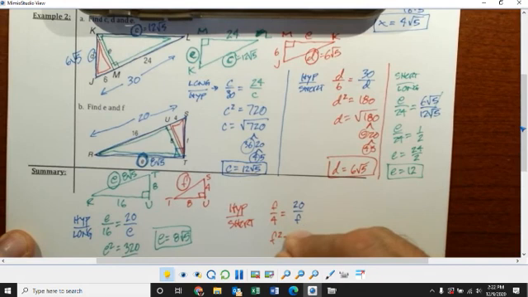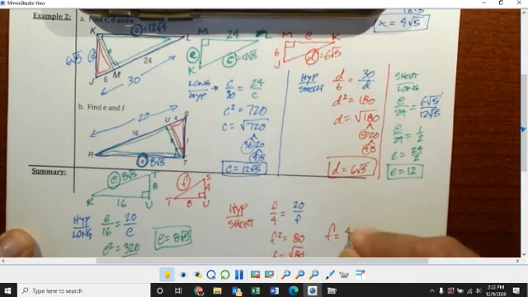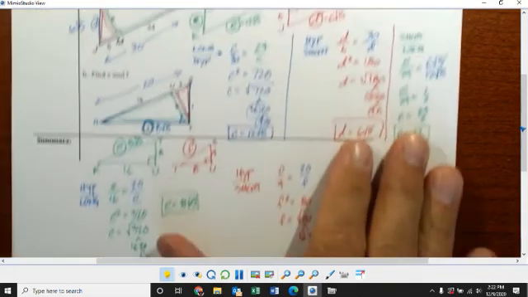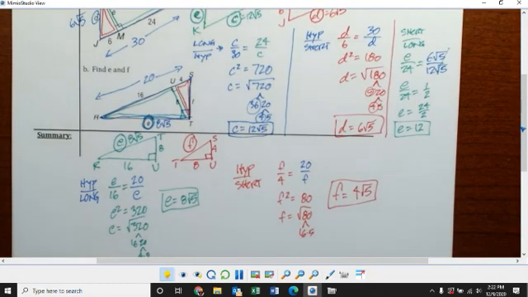F squared equals 20 times 4, which is 80. So F equals the square root of 80. 80 can be broken down into 16 times 5. So that means that F is equal to 4 square root of 5. Okay? So that is your notes.